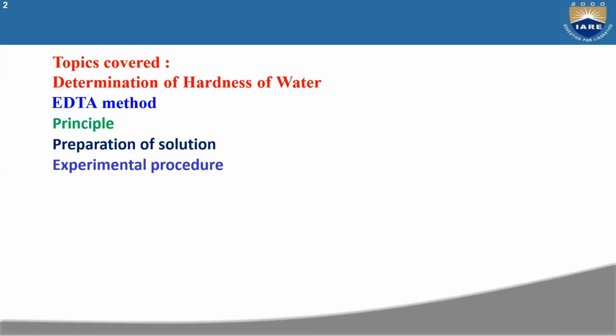Okay. So today's topic is estimation of hardness by the EDTA method. Why do we have to do the EDTA method? What is the use of the EDTA method? If you do the EDTA method, what result do you get? If you do the EDTA method, you can identify the hardness of water.